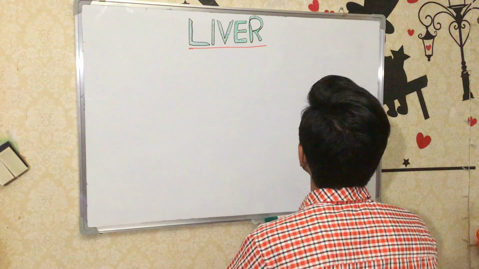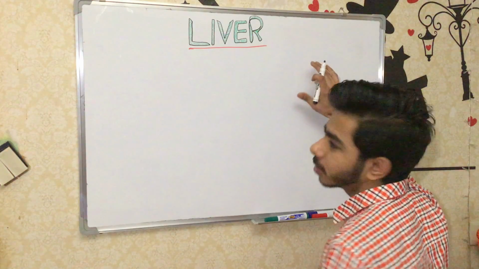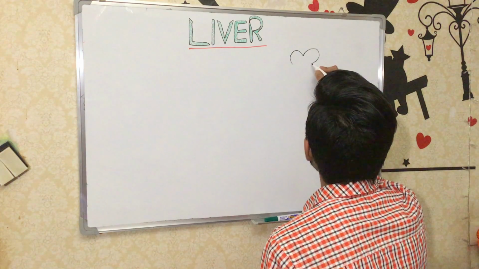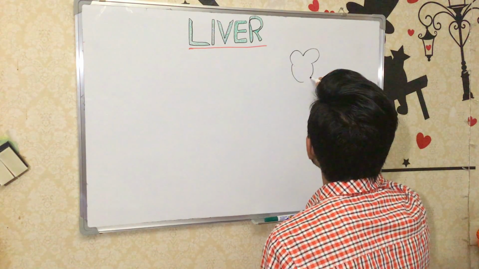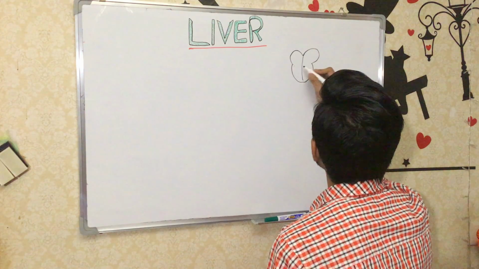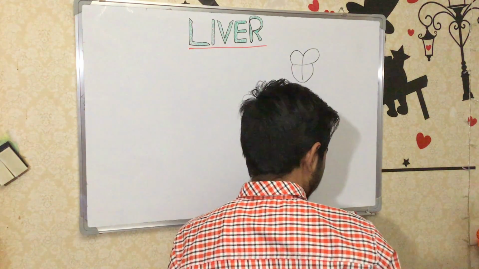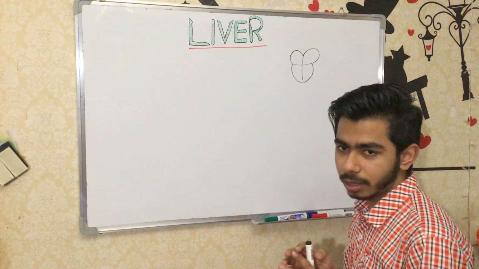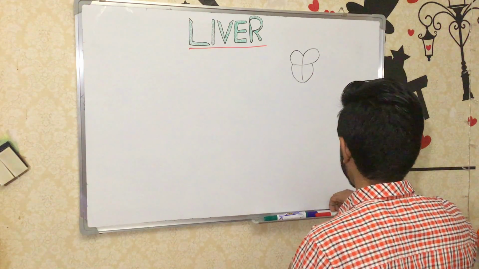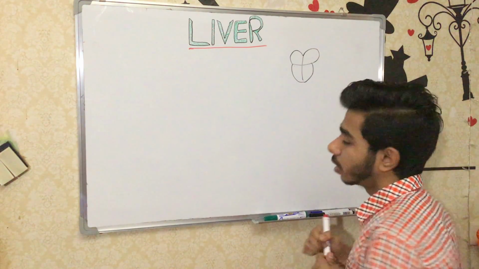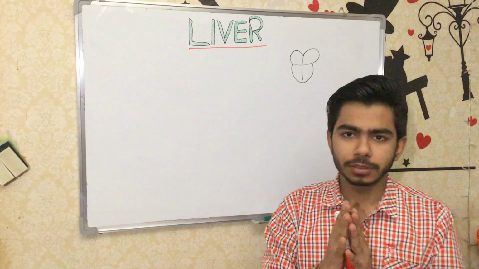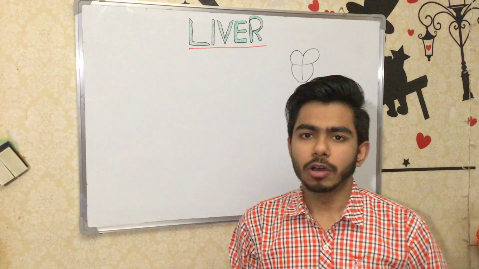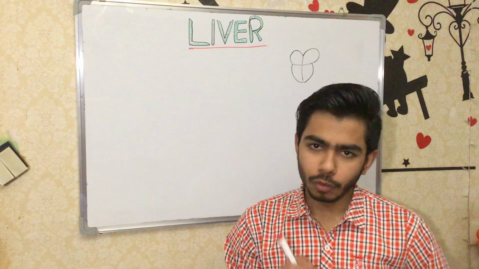So here, for example, this is the heart. And from our heart, as you know, we have the aorta dividing into the ascending aorta, which is giving the blood supply to the upper part of the body, and descending aorta, which is giving the oxygenated blood supply to the lower part of our body.